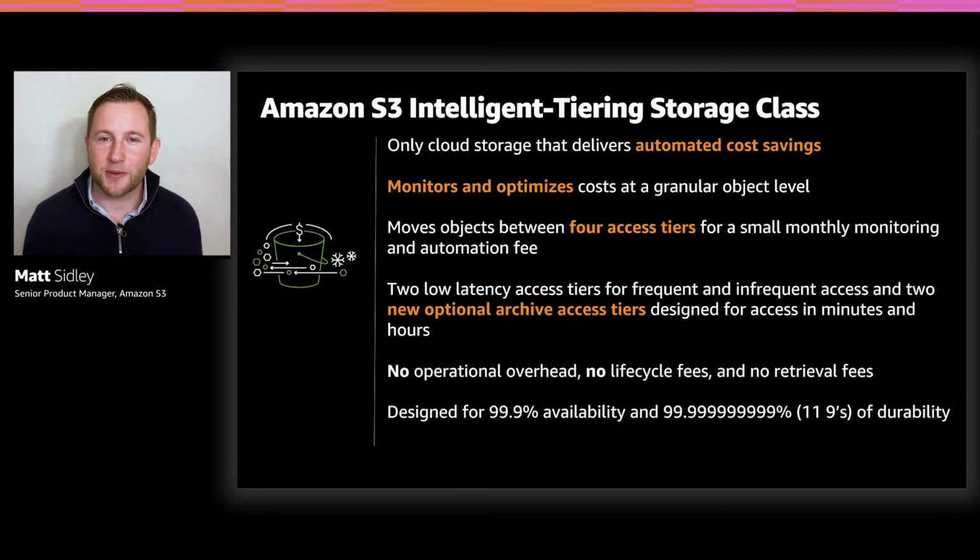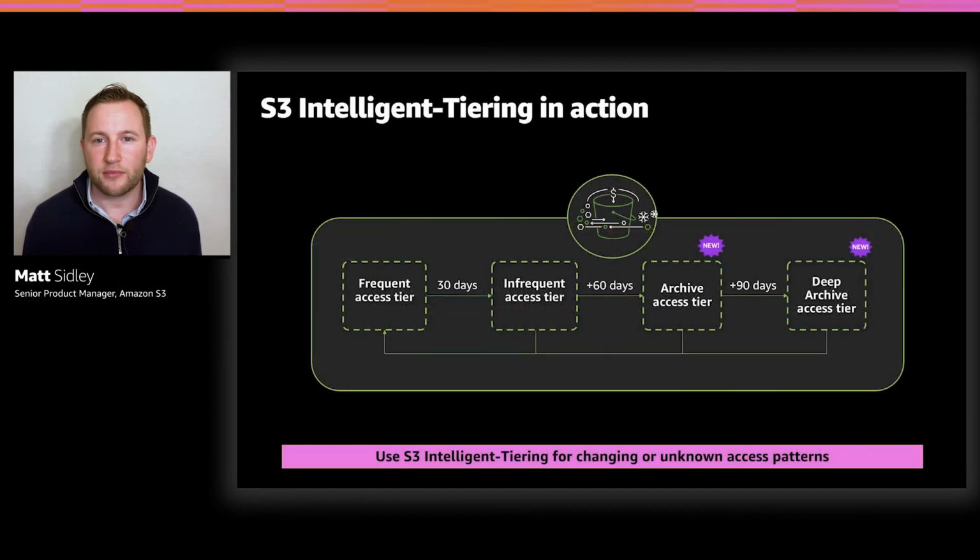In summary, S3 Intelligent-Tiering can further optimize storage costs when access patterns change without any analysis, operational overhead, or retrieval fees. So how does S3 Intelligent-Tiering work? For a small monthly object monitoring and automation fee, S3 Intelligent-Tiering monitors access patterns and automatically moves objects that have not been accessed for 30 consecutive days from the frequent access tier down to the infrequent access tier.